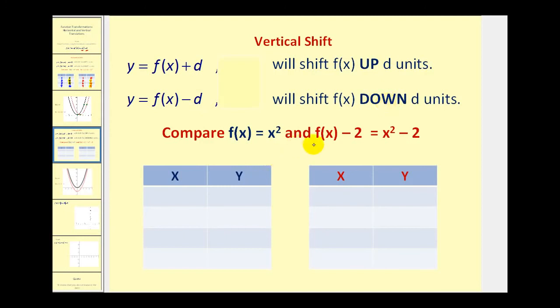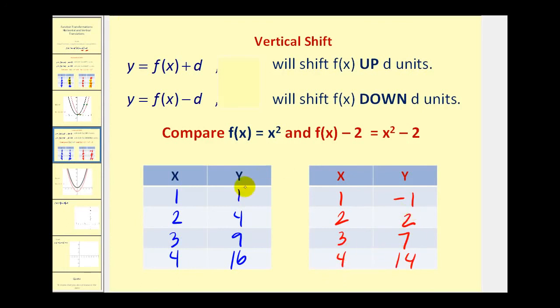Let's go ahead and do another comparison using f of x and f of x minus 2. So again, for f of x, we'll just square the input, so we'll have 1, 4, 9, 16. For f of x minus 2, we'll use the same inputs, but now we'll square the input and then subtract 2. 1 squared minus 2 would be negative 1. 2 squared minus 2, that would be 4 minus 2, or 2. 3 squared minus 2, that would be 9 minus 2, or 7. And 4 squared minus 2 would be 16 minus 2, or 14.